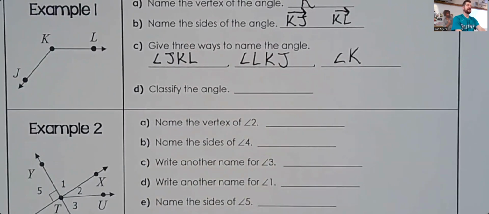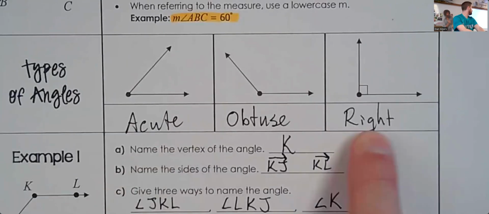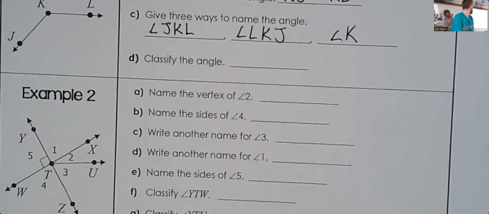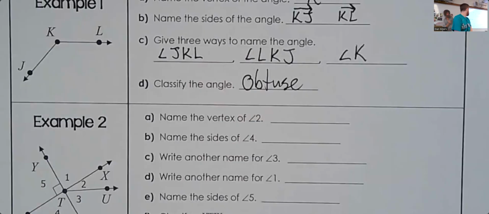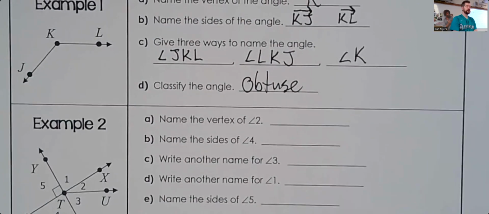All right, classify this as one of these 3. Obtuse, yeah, that's more than 90 degrees. So obtuse. All right, so far so good? Not too bad yet, is it? By the way, this lesson should seem really similar to the very first lesson we did, but instead of lines and points and planes, we're dealing with angles.